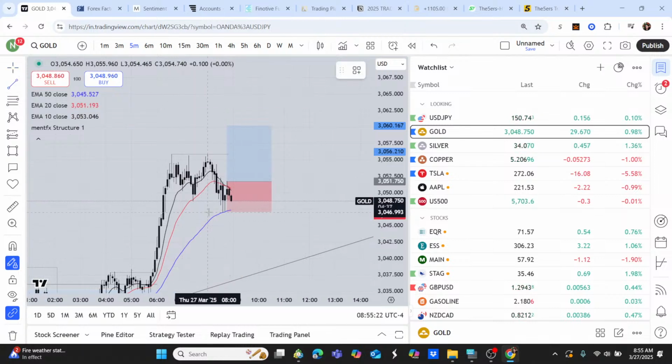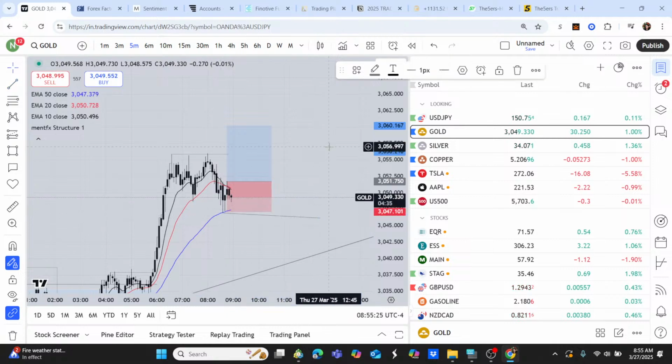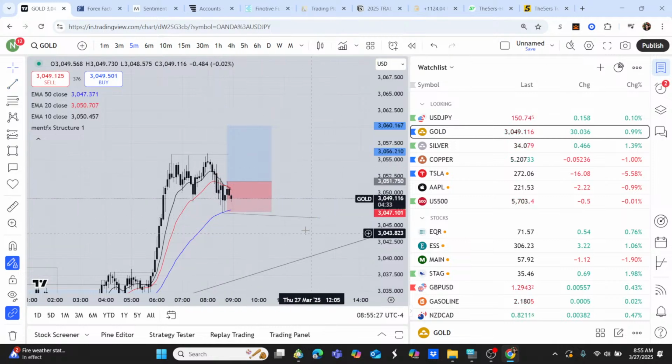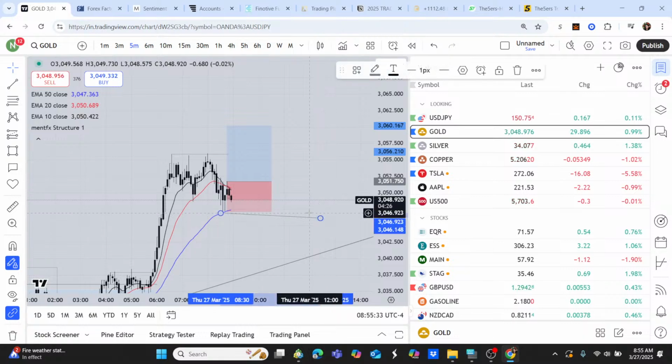So if we get below this low, then I'm just not interested, because at that point it's not making structure. This is basically structure I'm buying into. Demand, all of it is the same.